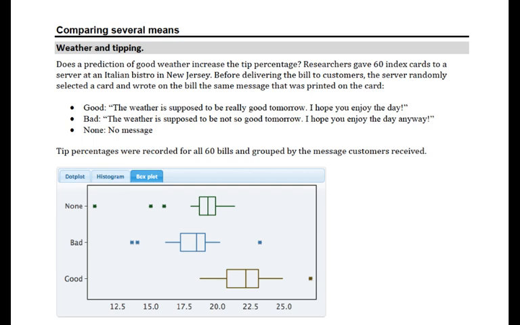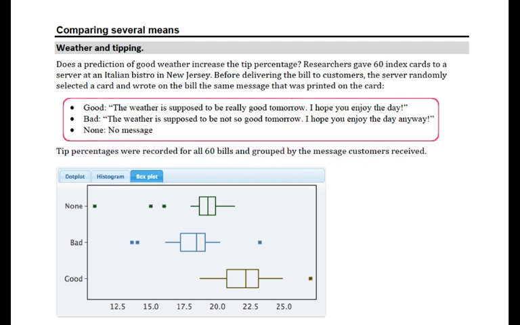To illustrate the idea of comparing several means, we'll look at this example of an experiment in which a server wrote messages on the bills, randomly selected messages, to customers, and then recorded the tip percentage left from each customer. We have 3 different messages here that were left on the bills: a good weather message, a bad weather message, and no message. So rather 3 different message groups.